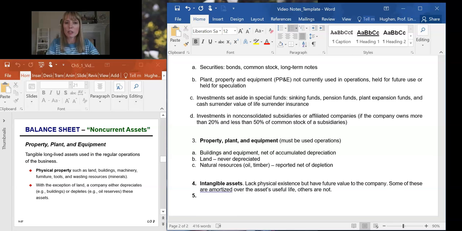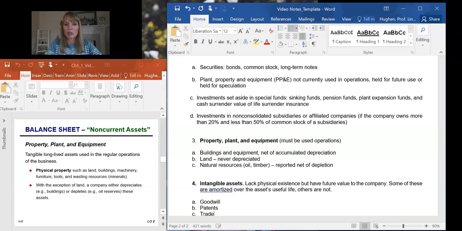We want to be familiar. We don't have to memorize the exact details of the different types of intangible assets, but when we see these account names, we need to know that they are intangible assets. The first is goodwill, and I'm not going to spend time talking about what goodwill is. There's no simple way to describe goodwill. We'll get into those details towards the end of the semester.